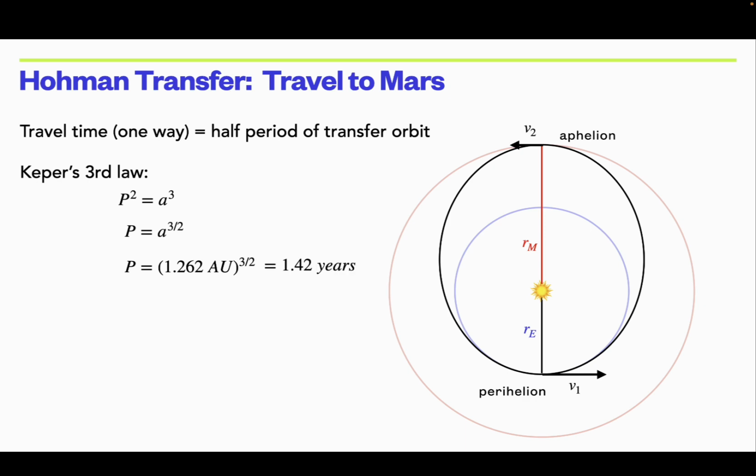gives us 1.42 years. So converting that to days, that's like 518 days. And then dividing that by 2 gives us 259 days. So that's a little under 9 months. So it'll take the crew, or any mission to Mars, about 9 months to go from here, where the Earth's orbit is, over to Mars using this Hohmann transfer.